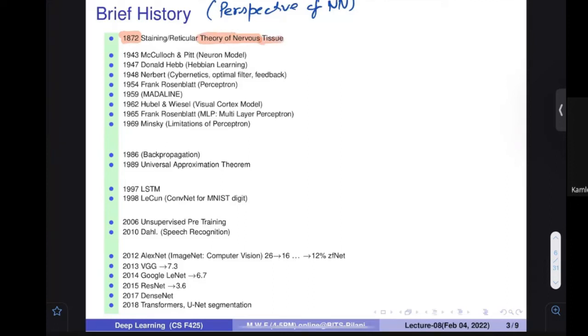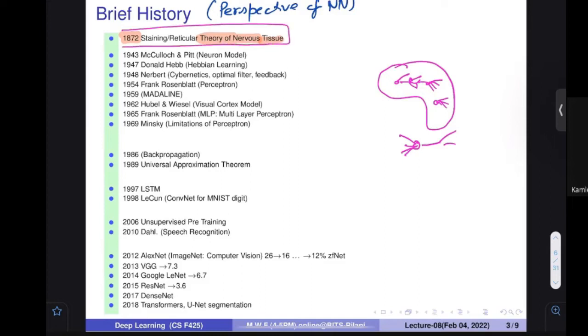People tried to analyze how the tissues are, and they came up with the understanding that in the human brain there is something called a neuron, and neurons are connected with each other. There exists a neuron, a cell, an output and an input, and something goes inside and takes the decision. This biological experiment happened long back around 1872. However, it was a biological understanding and not related in any way to computation.